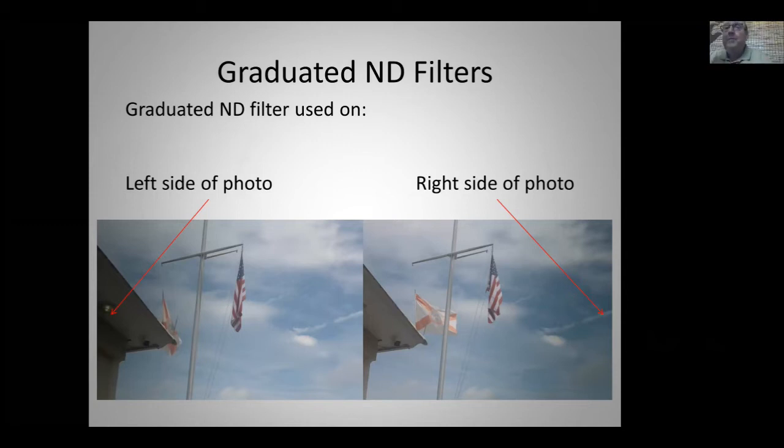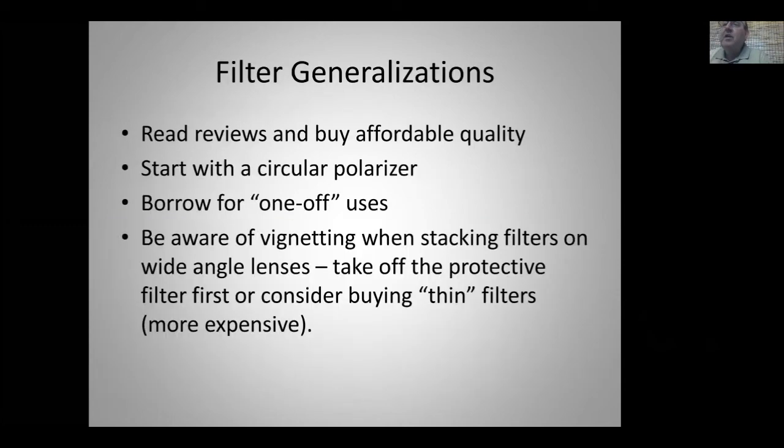Generalizations. I would always vote for anything that is going to affect what goes into my lens to get what I would call affordable quality. You don't have to break your bank, but get the best that you can afford. Then I would say start with a circular polarizer. If you want to try one, you're not sure what you want to do, borrow one. I mean, there's plenty of people in the club that have these filters. I, for one, have lent stuff to people. You want to try one of the neutral density filters or something like that, just borrow it, try it out once.